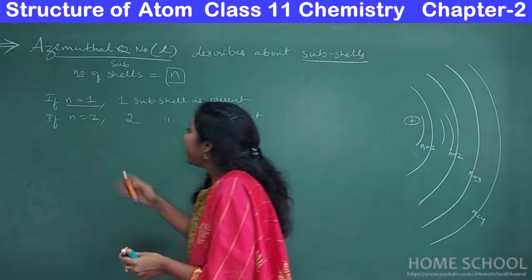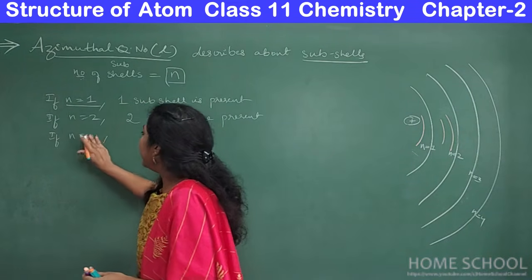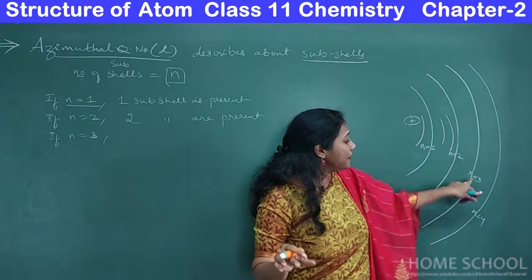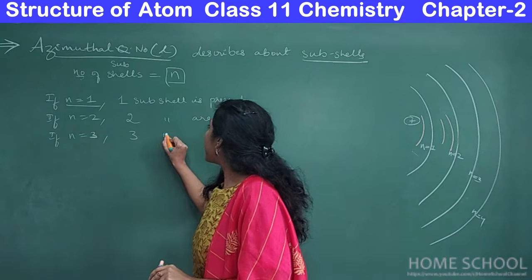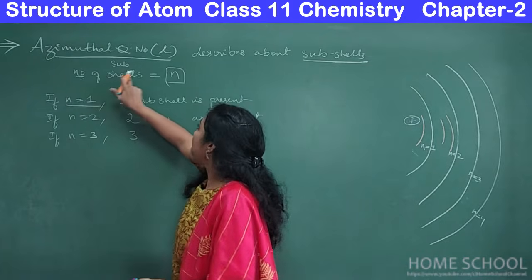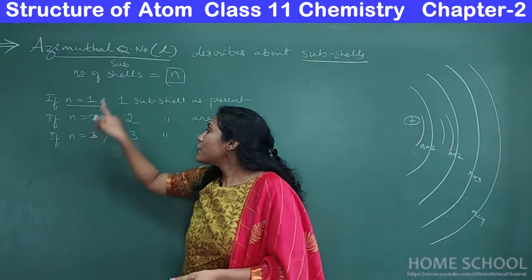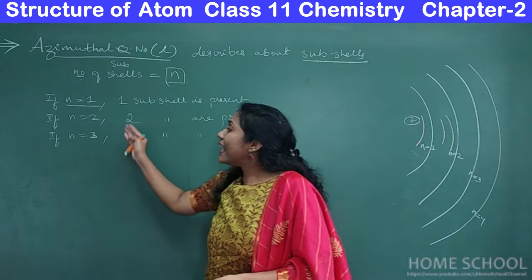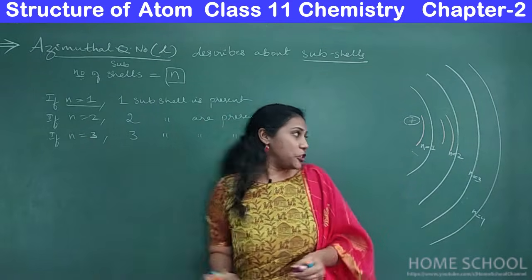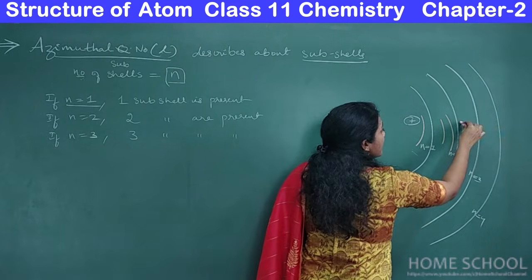Similarly, if n is equal to 3, how many subshells are present in this third main shell? 3 subshells are present in the third main shell. Like that, the number of subshells will always be equal to the value of n. So if n is equal to 3, in the KLM, in the M shell, we have 3 subshells.